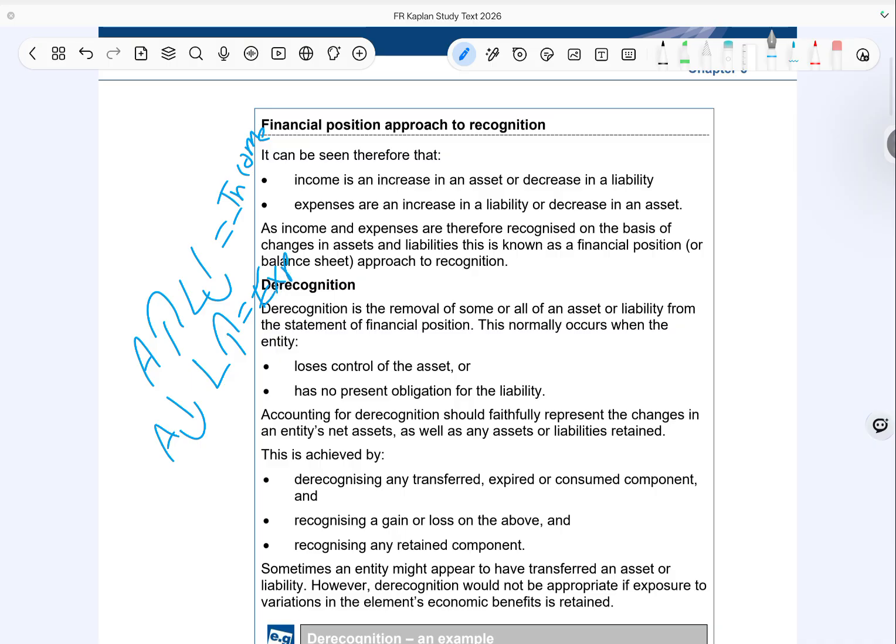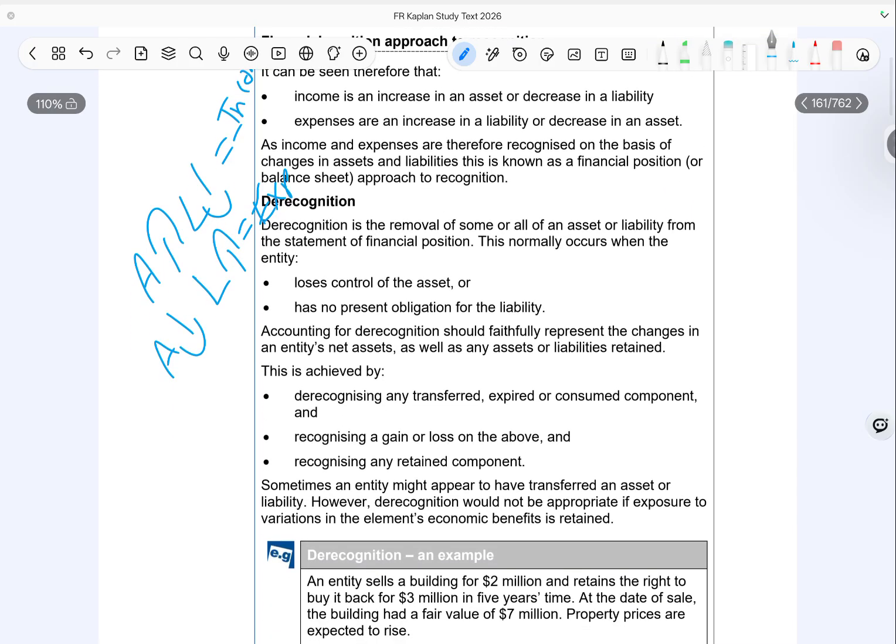Okay, so now let's move on to derecognition. It's the opposite of recognition. If recognition means adding an asset or liability to the financial statements, then derecognition means removing it. Simply put, derecognition equals taking an asset or liability off the statement of financial position. So, when does derecognition happen? There are two main situations.